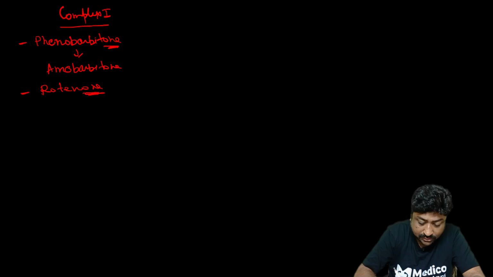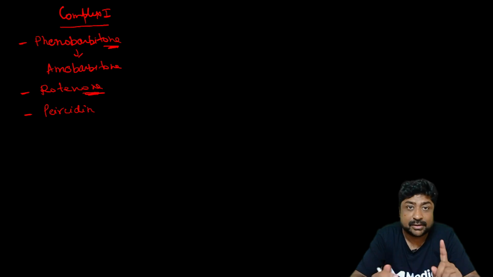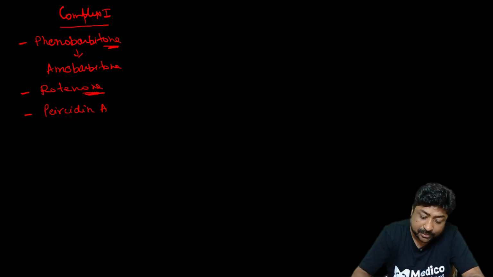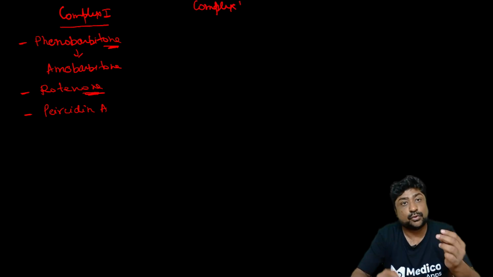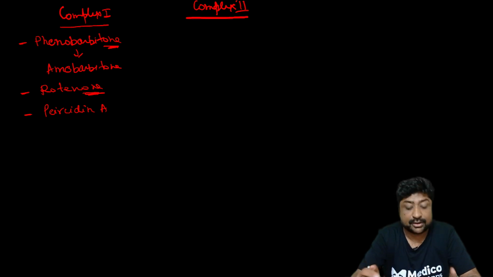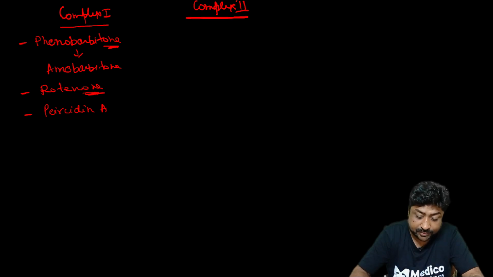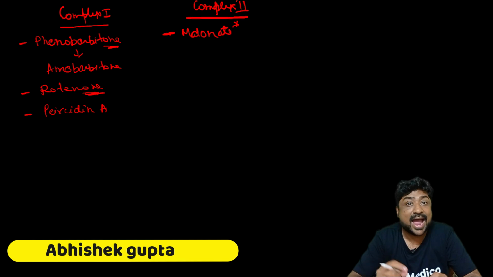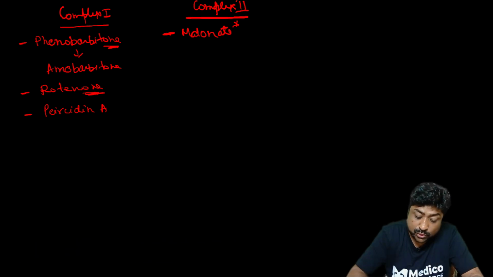Next is piericidin A. Again, very simple. If it is A, that means 1, so it's a complex 1 inhibitor. All complex 1 inhibitors, can you remember very easily? Let's look at complex 2 inhibitors. One is related to succinate. We know it is called succinate dehydrogenase. So what is a competitive inhibitor of succinate dehydrogenase? Remember, malonate. This is in general a very important high yield point. For succinate dehydrogenase, malonate acts as a competitive inhibitor.